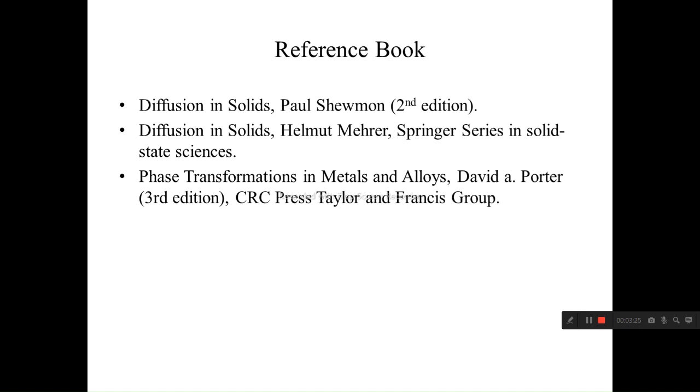We will start with the reference books that we will be using in this course. That is Diffusion in Solids by Paul Shewmon, second edition. We can use it for the problems as well as the concept clearing session. Also Diffusion in Solids by Helmut Mehrer, a Springer edition. And we will be using Phase Transformations in Metals and Alloys by David A. Porter and Easterling. This book is used for other subjects also, for example heat treatment, and diffusion also. One more book is Materials Science by Porter and Easterling, which will be used for other subjects and for the basic concepts of diffusion. So these are the reference books.